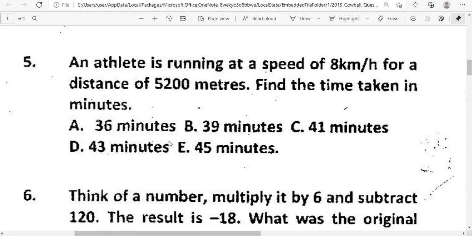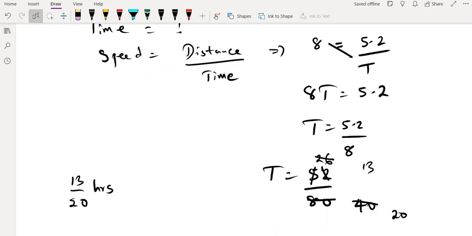So we need to convert from hours to minutes. How do you convert from hours to minutes? Multiply by 60. If you have 2 hours and you want to convert it to minutes, is it not 2 times 60, giving 120 minutes? So irrespective of what the figure of the hours is, just multiply it by 60 and you convert it to minutes. So it will be 13 over 20 times 60.